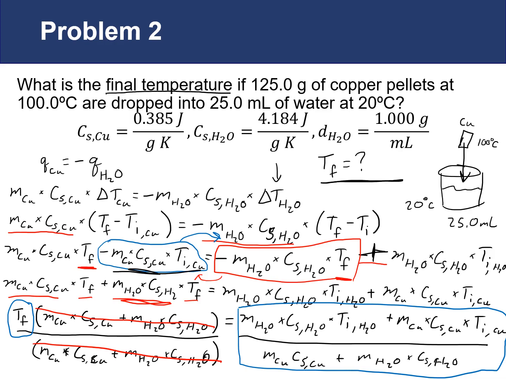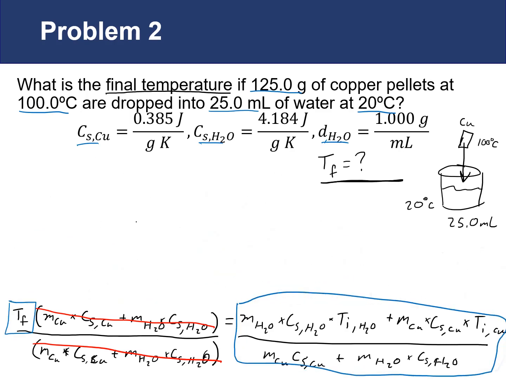We have the mass of our copper. We have the volume of water and the density, which means we can get the mass of the water. We have our initial temperature of copper, we have our initial temperature of water, and we have our two heat capacities. So we have all the numbers. I'm going to erase some stuff to create some room, and then we're going to plug in our values into the equation that we worked out.